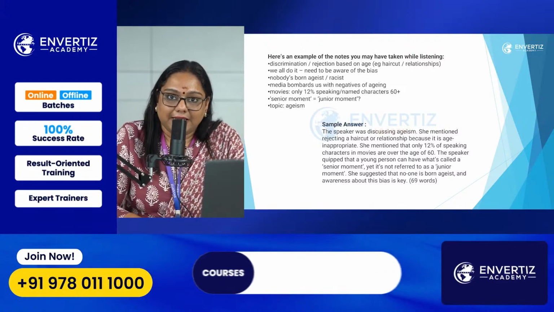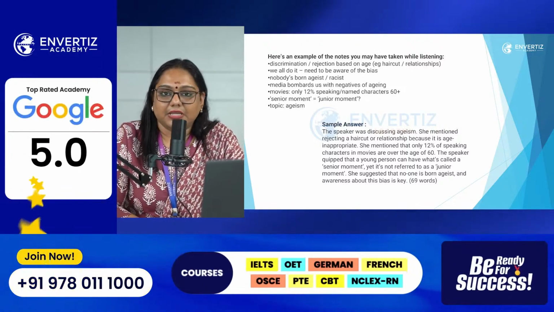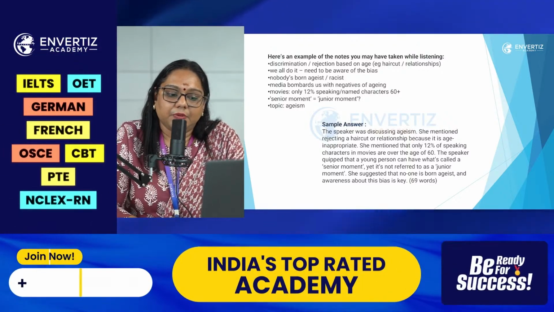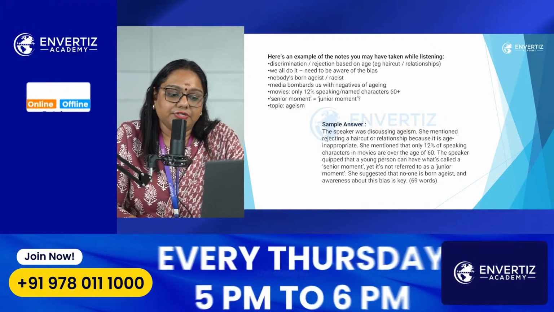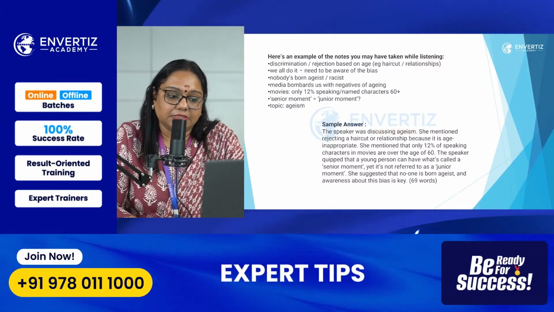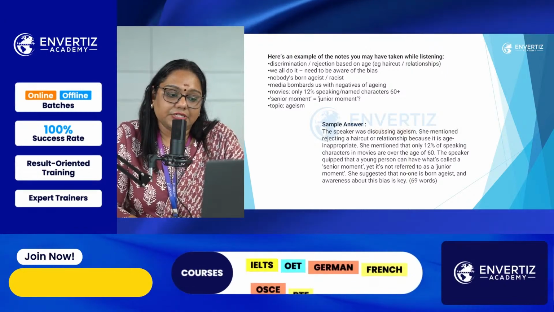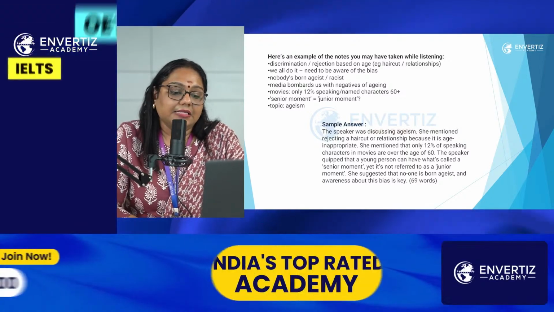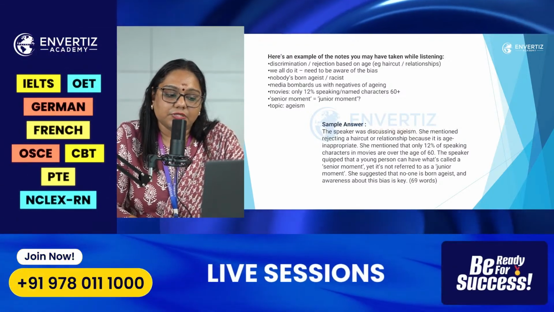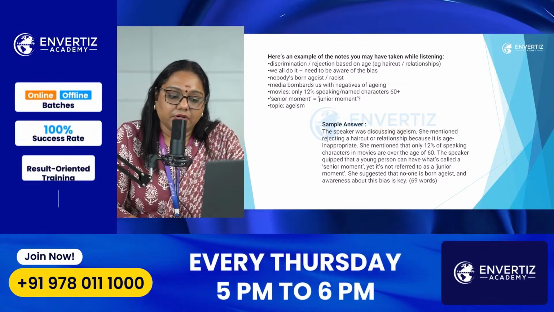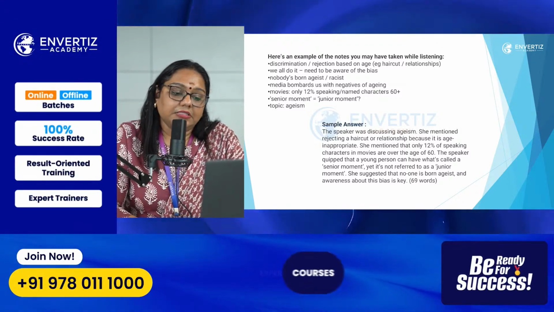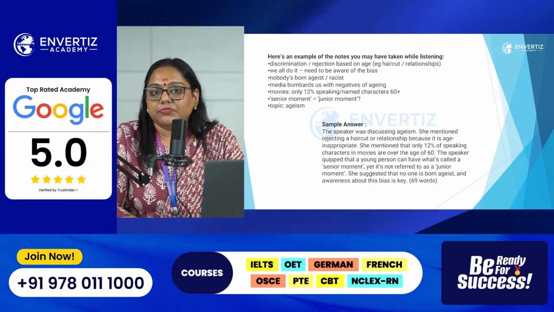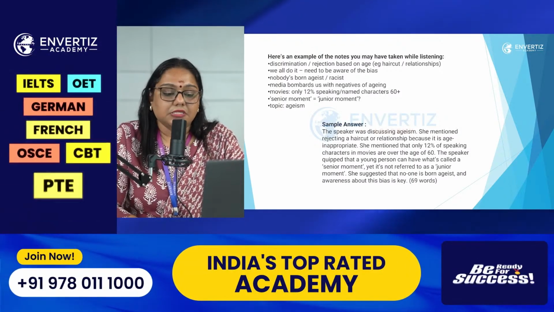Now, when we organize it into a text as a summary, how can we write it? The speaker was discussing ageism. She mentioned rejecting a haircut or relationship because it is age inappropriate. She mentioned that only 12% of speaking characters in movies are over the age of 60. The speaker explained that a young person can have what's called a senior moment, yet it's not referred to as a junior moment. She suggested that no one is born ageist and awareness about the bias is the key. So this comes up to 69 words.